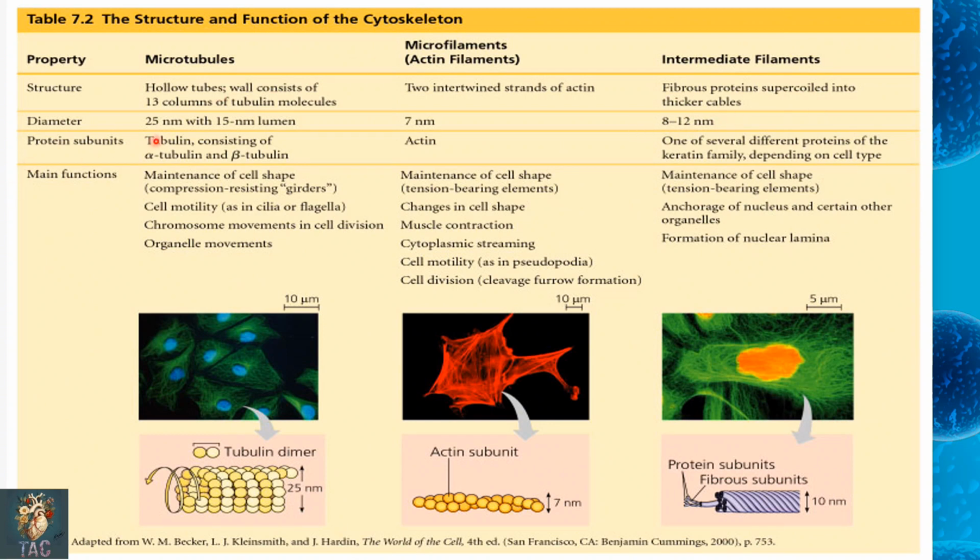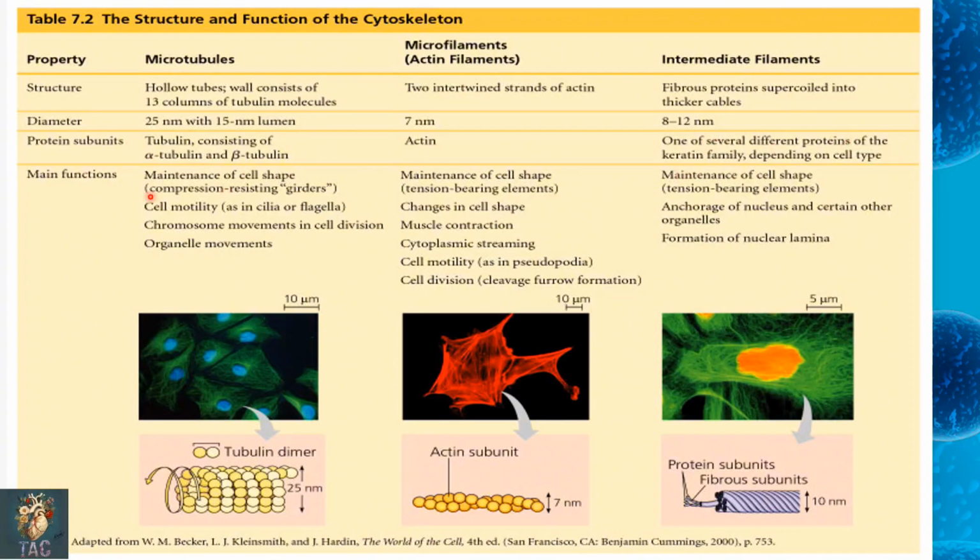Diameter is 25 nanometers, with 15 nanometers from the inner aspect. Here the diameter is 7 nanometers and here it is 8 to 12. The protein subunit here is tubulin, consisting of alpha and beta. Here the protein is actin, and here a very different diversity of proteins is present in this group.